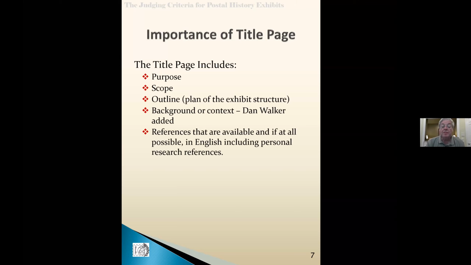And you want references that are available, and if at all possible in English, including personal research references. I have seen references in postal history exhibits that say "correspondence with knowledgeable collectors." Well, that's not very helpful to the reader. That doesn't provide any information. Get one or two references that are as good as possible, preferably in English and accessible. You don't want something printed in Gujarati that no one else can read.